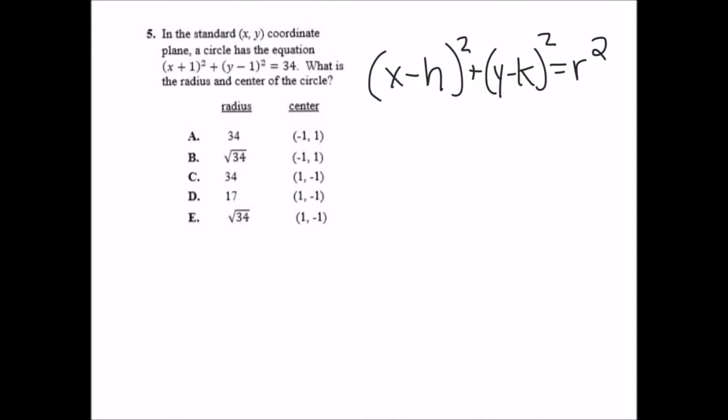Well, if you remember the equation for a circle, which is x minus h squared plus y minus k squared equals the radius squared, you already know that the radius has to be the square root of 34 because they gave you that the answer here was 34. So if the radius squared equals 34, then the radius must equal the square root of 34.